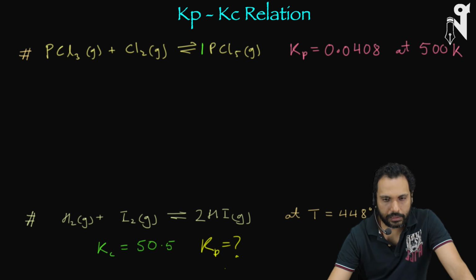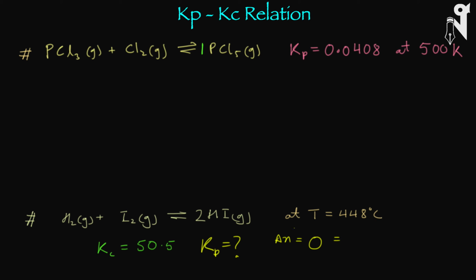So I hope you got it. The point over here is, your delta n is equal to how much? Your delta n is equal to 0. It's 2 on the product side minus 1 plus 1 on the reactant side. So 2 minus 2, which is 0. So you have (RT) power 0 happening over here. (RT) power 0 gives you 1. So Kp value is equal to Kc value. So Kp and Kc are the same, 50.5. So we are lucky at times when we have our delta n as 0.